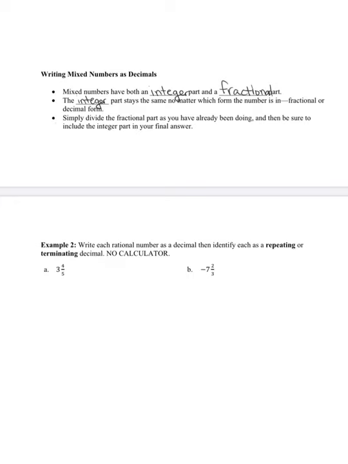So let's get started with example 2. In example 2, the first mixed number we have is 3 4/5. And as we know, the integer part stays the same, so we really only need to turn 4/5 into a decimal.